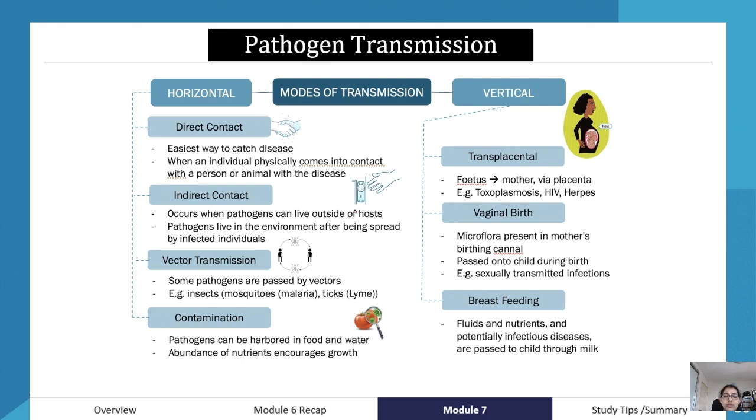With vertical transmission, we talked about transplacental, so the fetus can get a disease from the mother via the placenta, and examples of transplacental transmission include HIV and herpes. Vaginal birth, because there's microflora present in the mother's birthing canal that can be passed on to the child during birth, and examples include sexually transmitted diseases. And finally, breastfeeding, so fluids and nutrients can potentially pass on infectious diseases through the milk to the child.